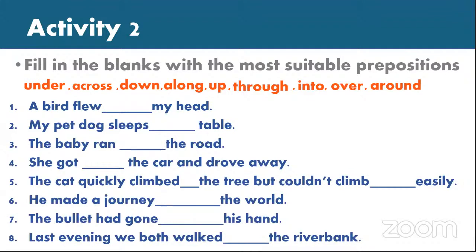The bullet had gone blank his hand. Through. Yes, through his hand. Very good. Imara, Daswita, Viduni, Kavisha. Not that. Through. Yes. Samin, Sean, Tejan. You all are correct. Okay. Let's move on to the last one now.